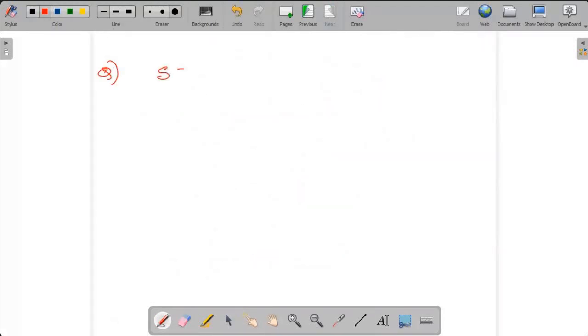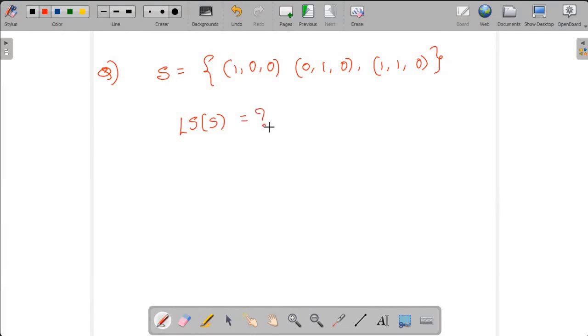Now let me take S equal to 1 0 0, 0 1 0, sorry, 0 0 1 0, and next 1 1 0. Can you tell me what is the linear span of this set S? What is the linear span of this?